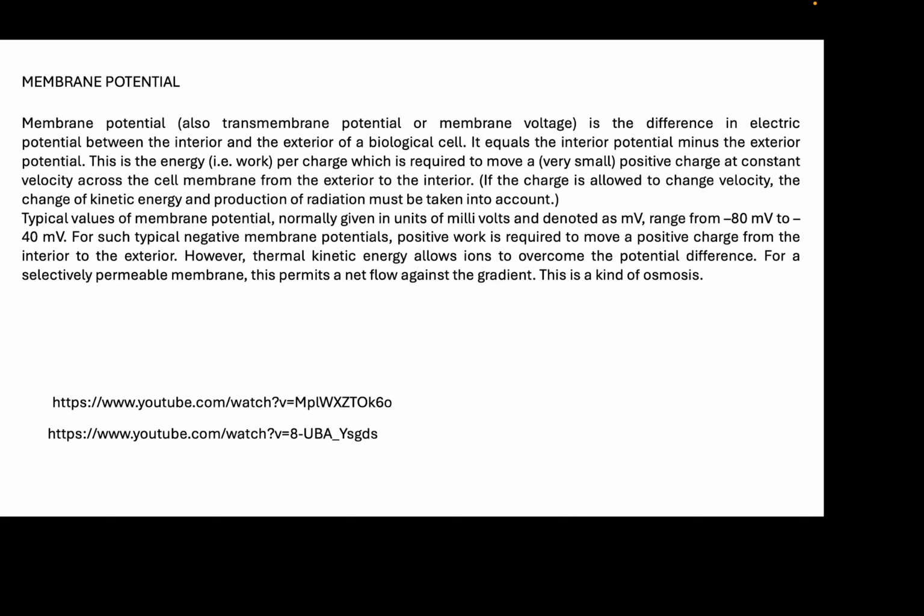Membrane potential, also called transmembrane potential or membrane voltage, is the difference in electric potential between the interior and the exterior of a biological cell. It equals the interior potential minus the exterior potential. This is the energy, that is work per charge, which is required to move a very small positive charge at constant velocity across the cell membrane from the exterior to the interior.